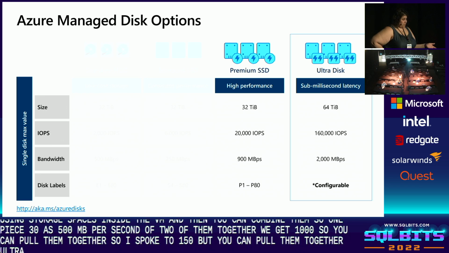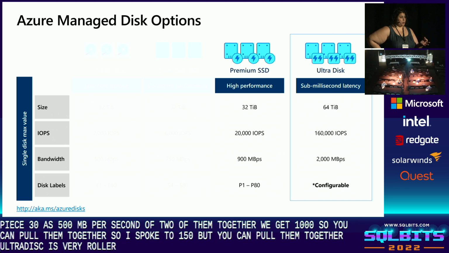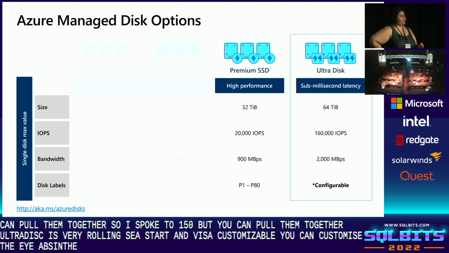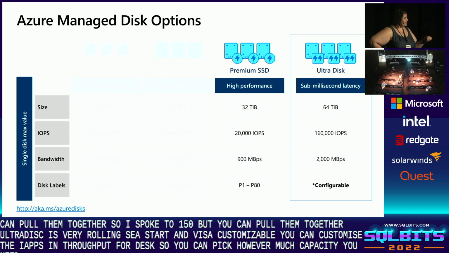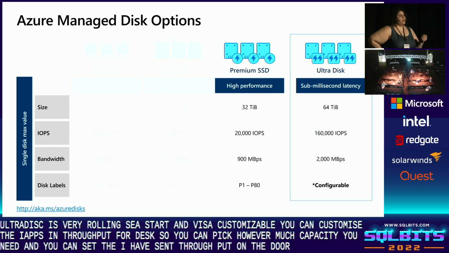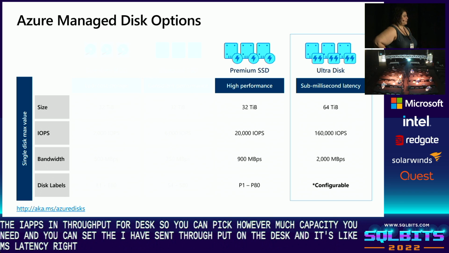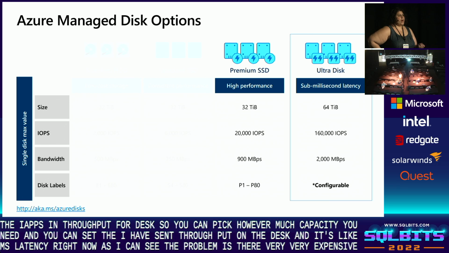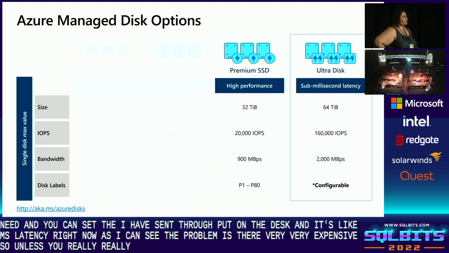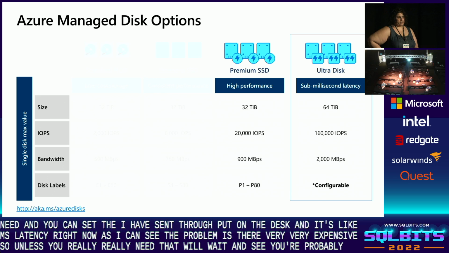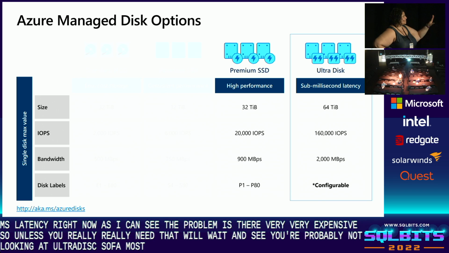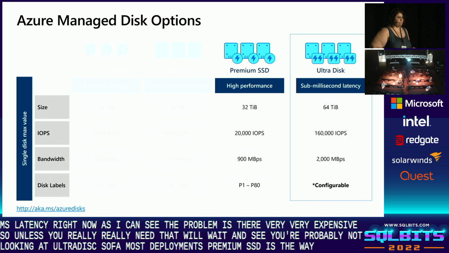Ultra disk is very low latency storage, and these are customizable. You can customize the IOPS and throughput per disk. So you can pick however much capacity you need, and you can set the IOPS and throughput on the disk. It's sub-millisecond latency. The problem is they're very, very expensive. So unless you really need that low latency, you're probably not looking at ultra disk. For most deployments, premium SSD is the way you want to go.